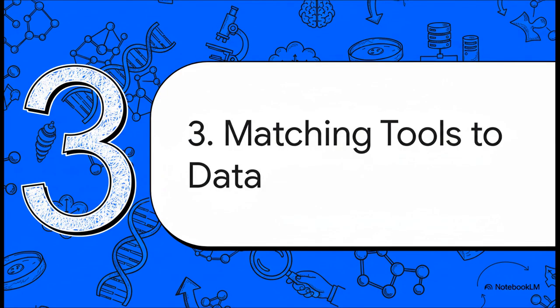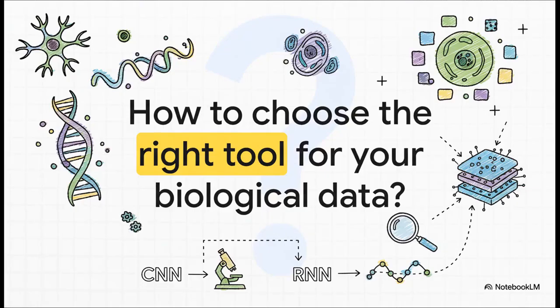And that brings us to a really crucial part of the whole process. You've got to choose the right tool for your specific kind of biological data. You know, the nature of your data is what really tells you which model to use. Is it an image, is it a sequence of letters, or is it a network of connections? Each of these data types has a model architecture that's basically tailor-made for it.